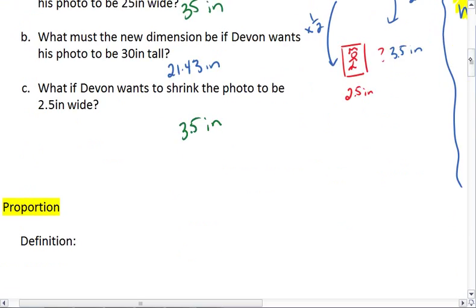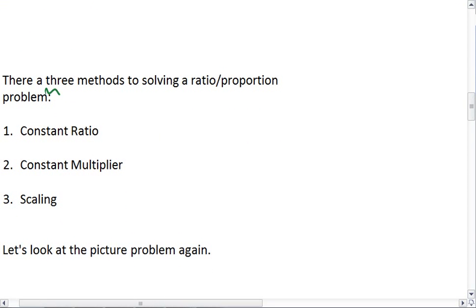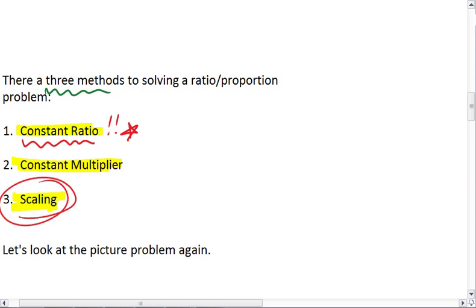I'm going to skip down real quick. This is the three methods to solving a ratio or a proportion: a constant ratio, constant multiplier, or scaling. We will come back and look at scaling more, particularly in section 6-7, but the constant ratio is going to be the method that's probably easiest to set up and to use. It works always. It's fairly simple to set up regardless of what the numbers are. And the math procedure is fairly easy as well.